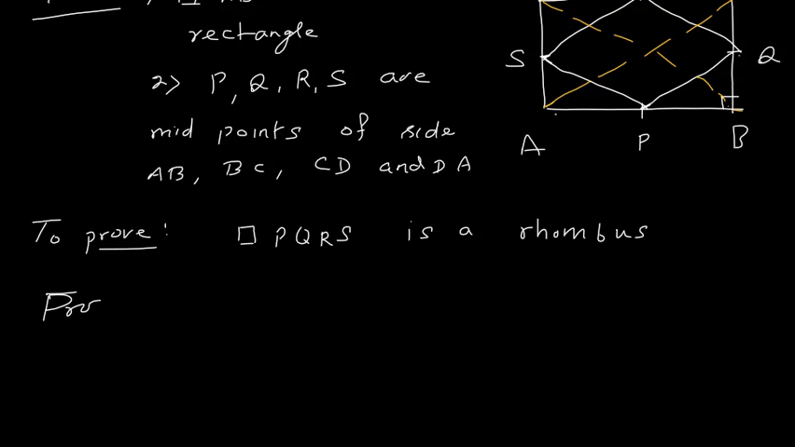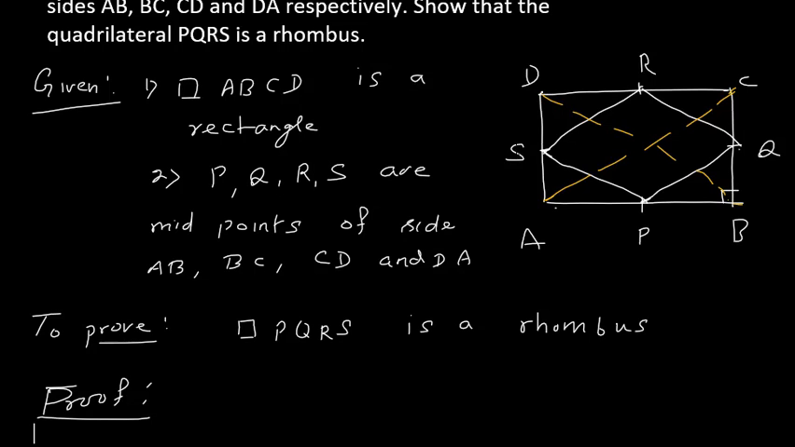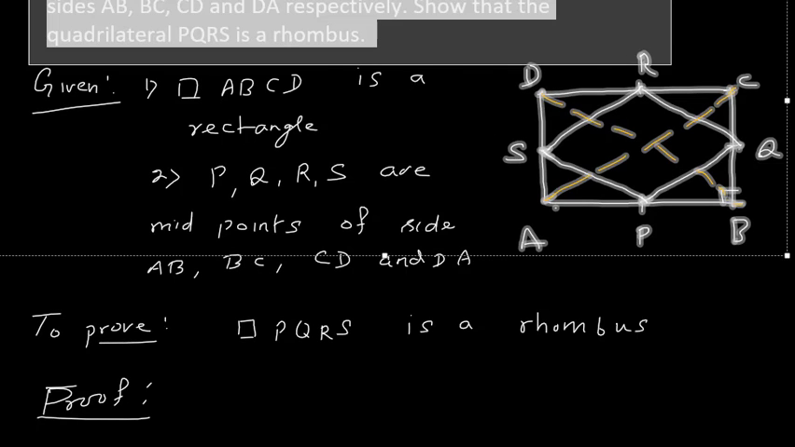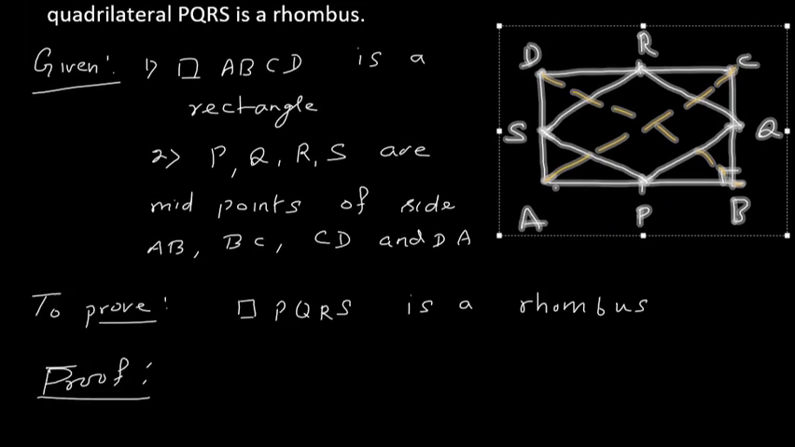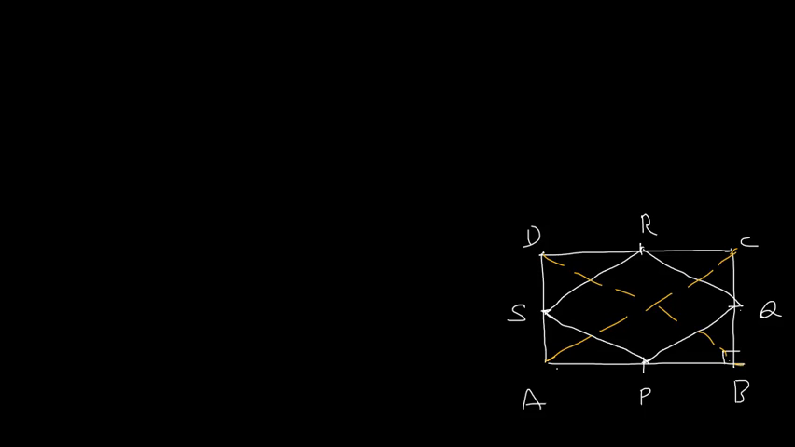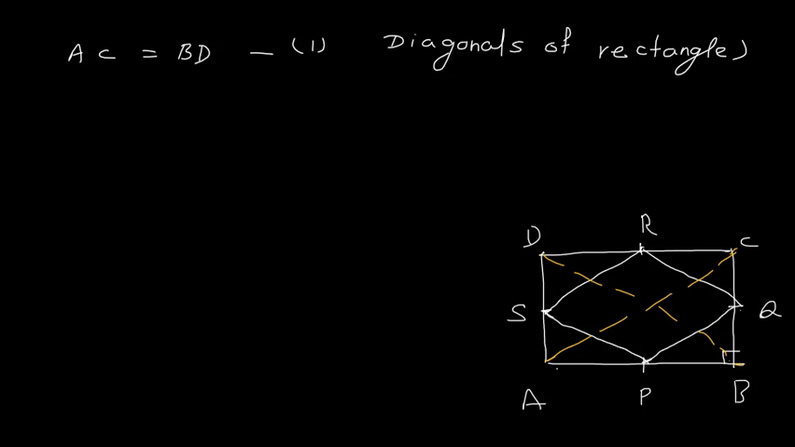Now, proof. Here I have drawn diagonal AC and diagonal BD. As ABCD is a rectangle, the diagonals AC and BD are going to be congruent. So I will say AC is equal to BD. This I will consider as equation 1, and the reason is that diagonals of a rectangle are equal.